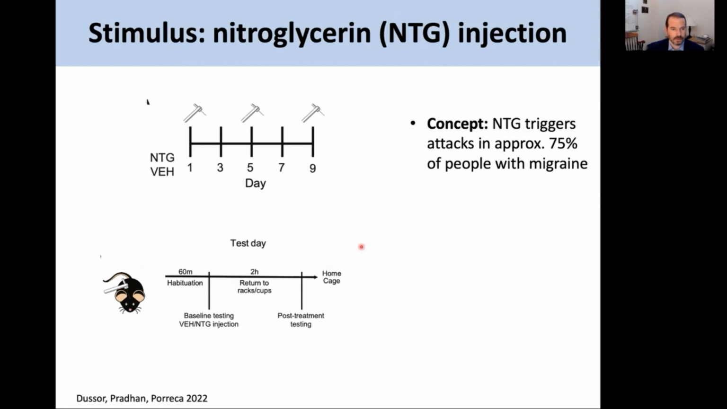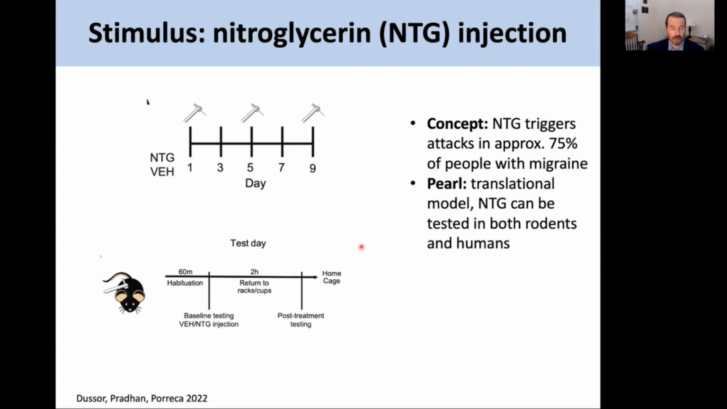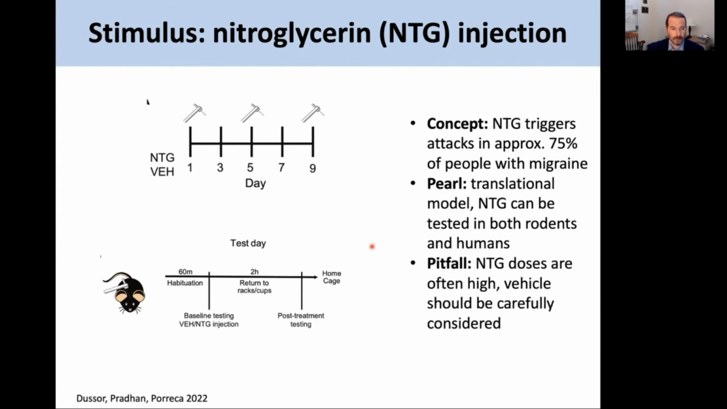The concept here is that nitroglycerin triggers attacks in about 75% of people with migraine. And so the pearl is that you're using a translational model, a stimulus that we know can cause a response in both a rodent and a human. So one could go back and forth. The pitfall is that the doses of nitroglycerin in rodents are often high, and there are sometimes concerns about the vehicles that are used to dissolve the nitroglycerin.